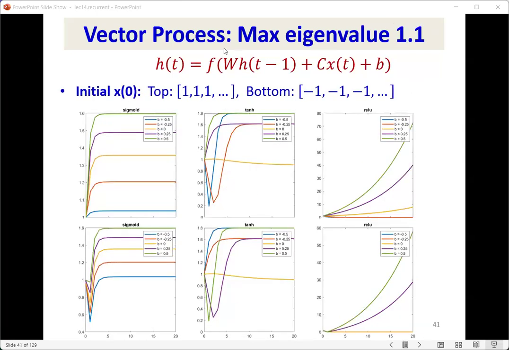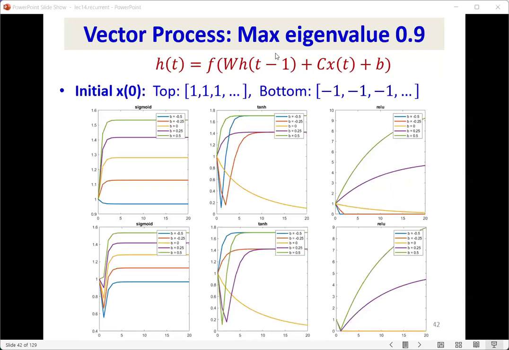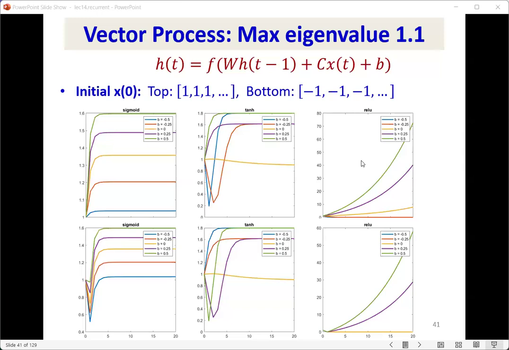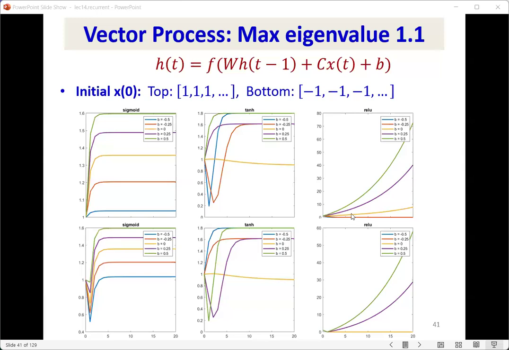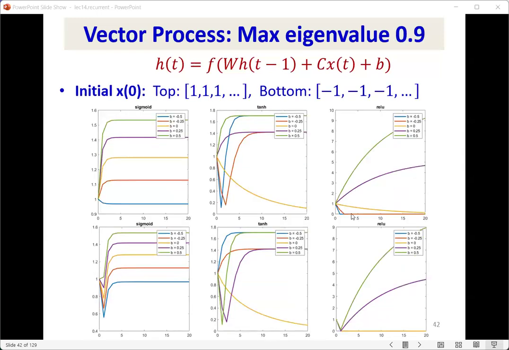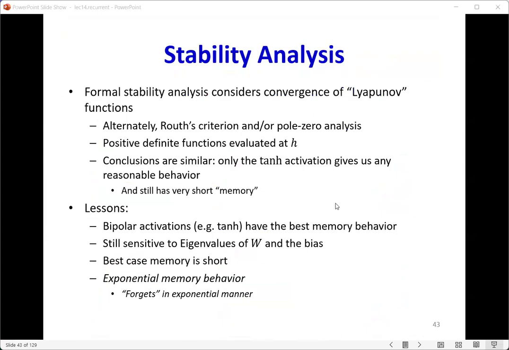So this was with the maximum eigenvalue of W at 1.1. Here I have the same thing with the maximum eigenvalue of W at 0.9, and you see that these two plots are different. But the key thing is that the upper rows and the lower row are identical in every case. Things change with the eigenvalues of the weight matrix. Things change with the bias. Things do not change with the input, which means that the long-term response of the recurrent layer depends only on the weights, the eigenvalue of the recurrent weight matrix, and the bias, but not on the input.